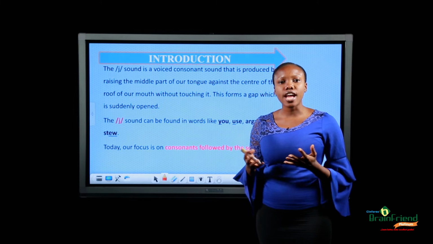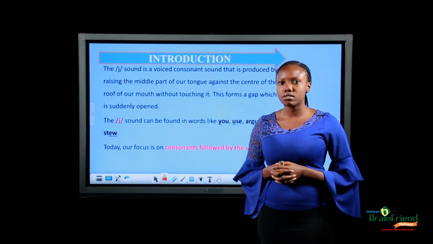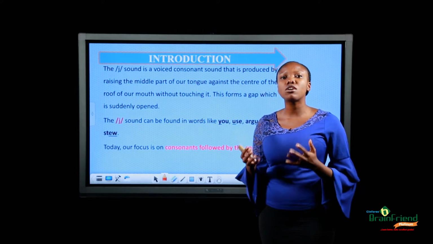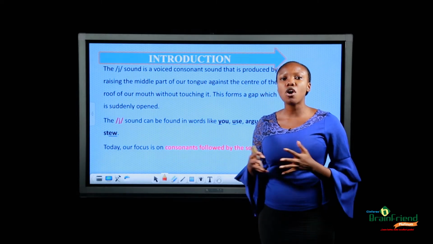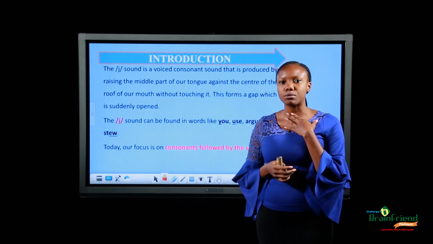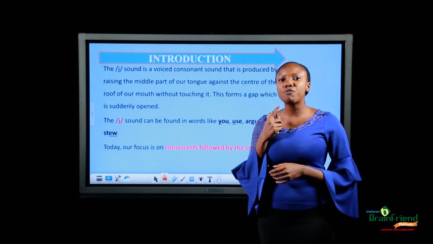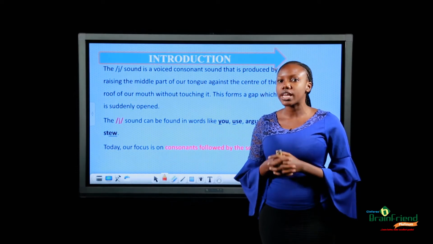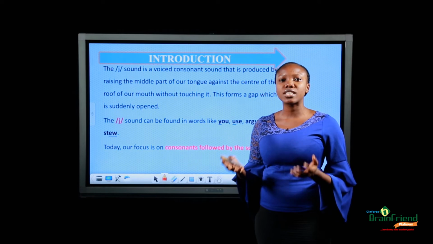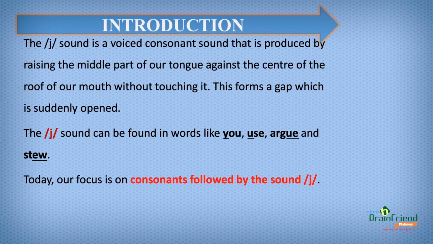Before we identify consonants followed by the H sound, let's know what this sound is all about. The H sound is a consonant sound that is voiced. By voiced, we mean that there's a vibration in our voice box when we produce this sound. This sound is produced by lifting our tongue to the roof of our mouth without touching it. Now, let's take a look at some examples of words that have the H sound. We have words like you, use, argue, and stew.